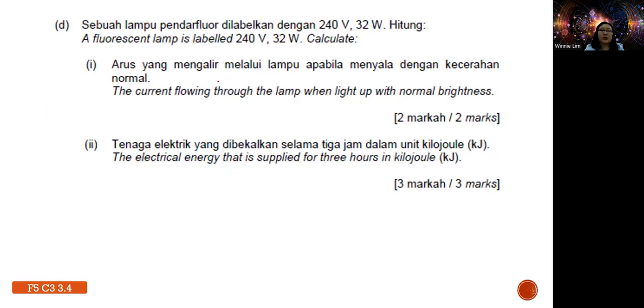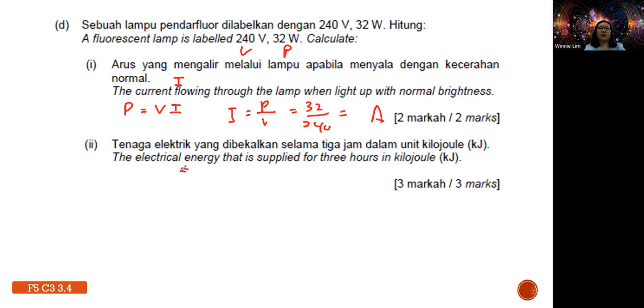Okay, next, calculations. A fluorescent lamp is labeled 240 volt 32 watt. Calculate the current flowing through the lamp when lit up with normal brightness. Okay, so this is voltage, this is power. So in order for you to find current, you normally will use this formula: P equals VI. So I equals P over V, 32 over 240, and you get the answer in terms of ampere.